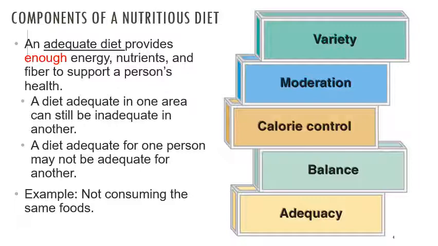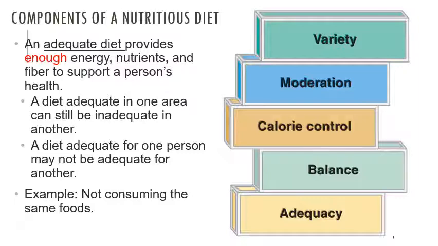A diet adequate for one person may not be adequate for another. So let's just say, everyone's different. If someone needs more iron in their body because maybe they might be anemic sometimes or they might have a heavier menstrual cycle, they might need a little more iron during those days than someone who is not having their menstrual cycle or who does not have a menstrual cycle.